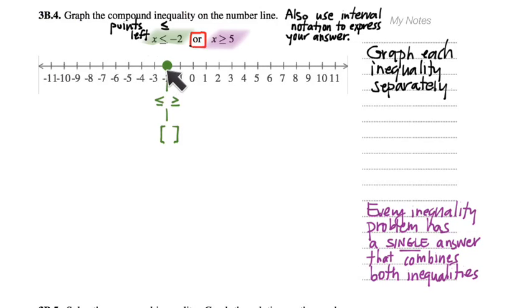So I'm going to put a closed circle here to indicate that negative 2 is actually a part of the solution. And then I'm going to shade which direction? Left, because we want the x's that are less than or equal to negative 2. So now I've depicted the first of my two inequalities on the number line.